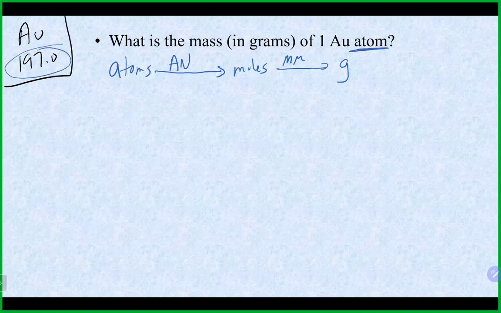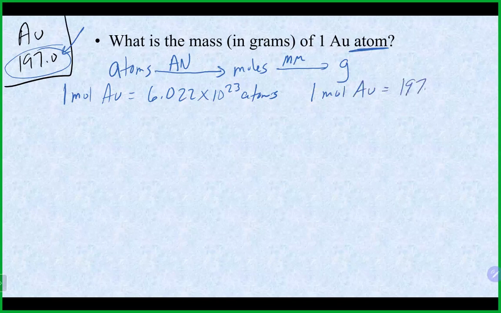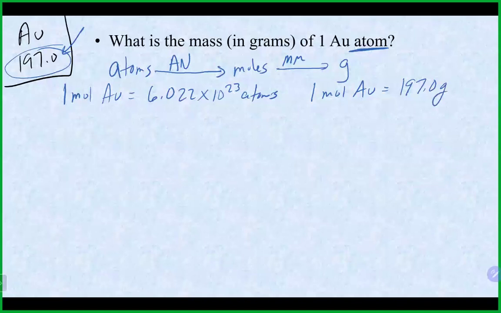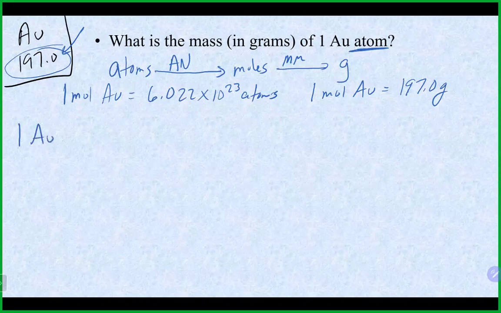So I do know that 1 mole of gold in this case would equal 6.022 times 10 to the 23 atoms. I also know from the molar mass from the periodic table that 1 mole of gold will equal 197 grams of gold. So again, we're going to start with what was given, which is one gold atom. So we're going to use Avogadro's number up front here.